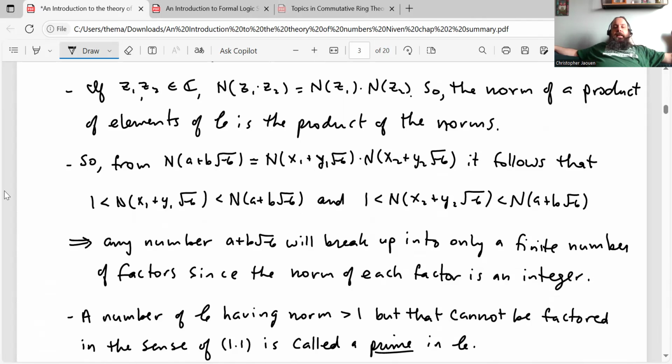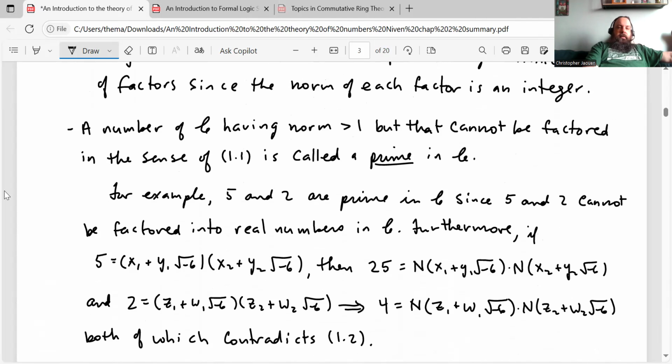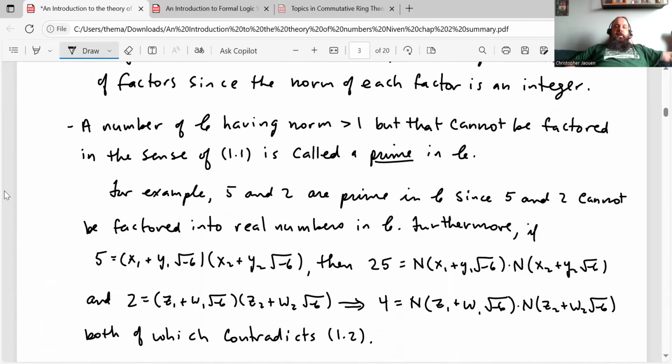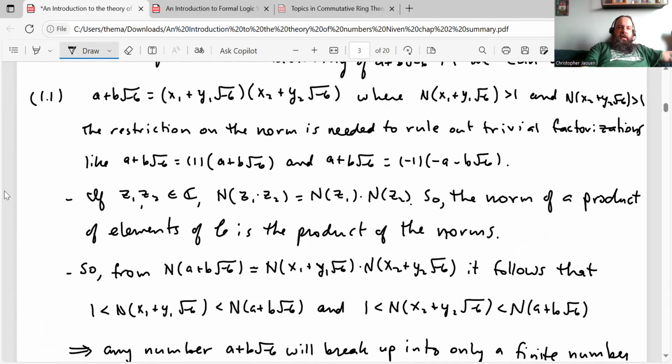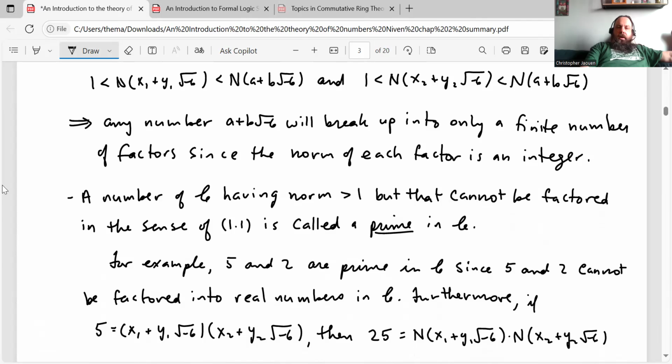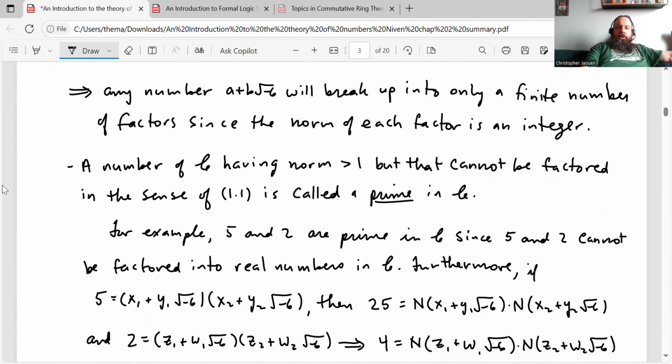Which implies that any number will break up into only a finite number of factors, since the norm of each factor is an integer. A number in G having norm greater than one, but that cannot be factored in the sense of 1.1, which is the way that we define factorization here, is called a prime in G.